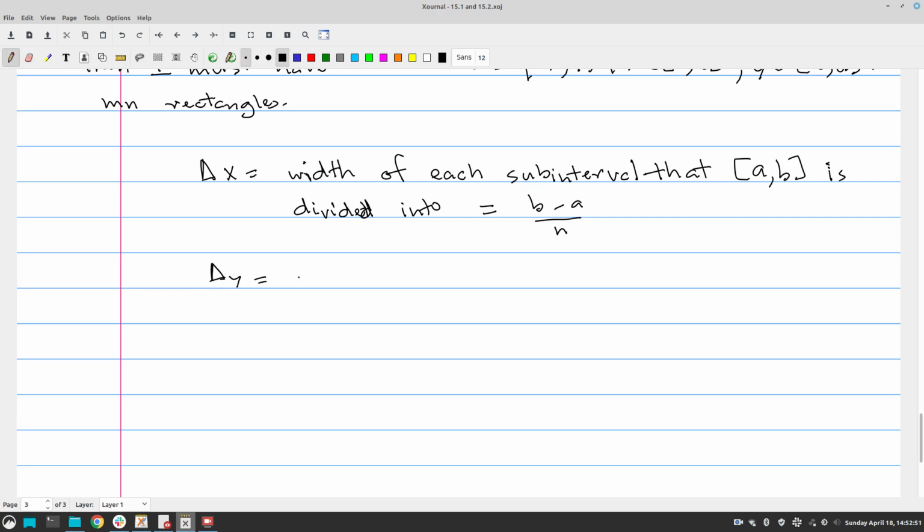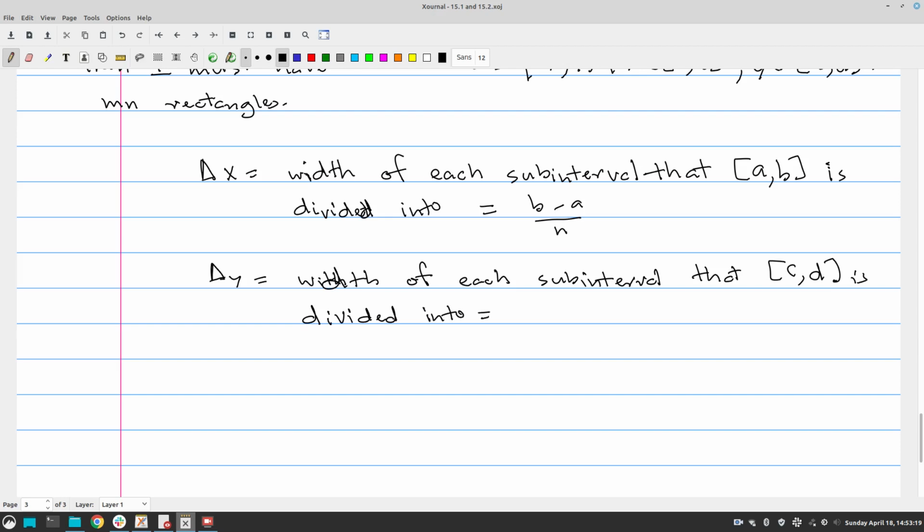Delta y is the width of each subinterval, given that CD is divided into m subintervals, equals D minus C over m.